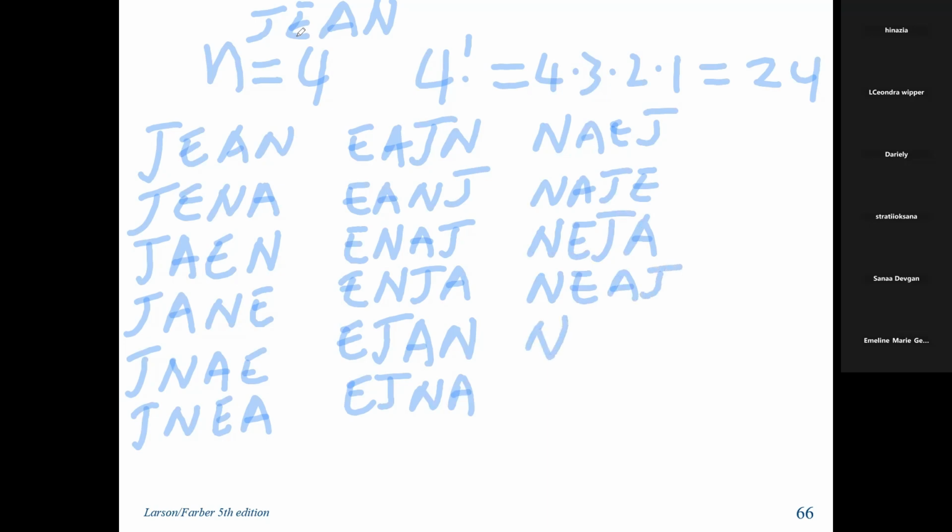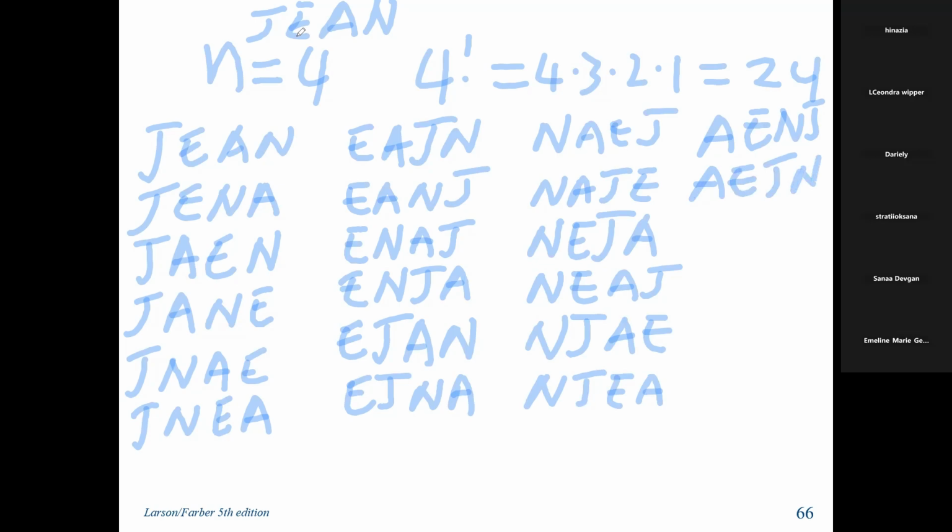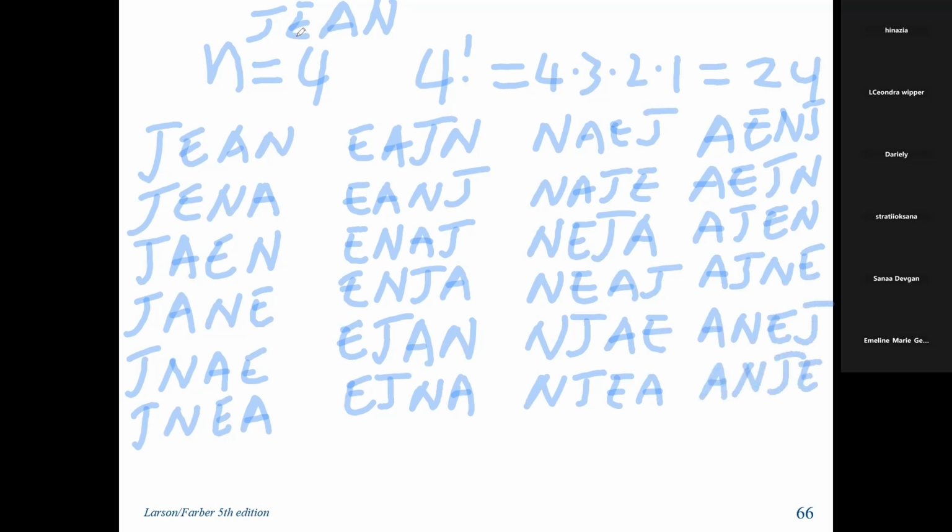Can be N, J, A, E, N, J, E, A. Or it can be A, E, N, J. A, E, J, N. A, J, E, N. A, J, N, E. Or it can be A, N, E, J. Or A, N, J, E. That's 24 different ways. Okay?